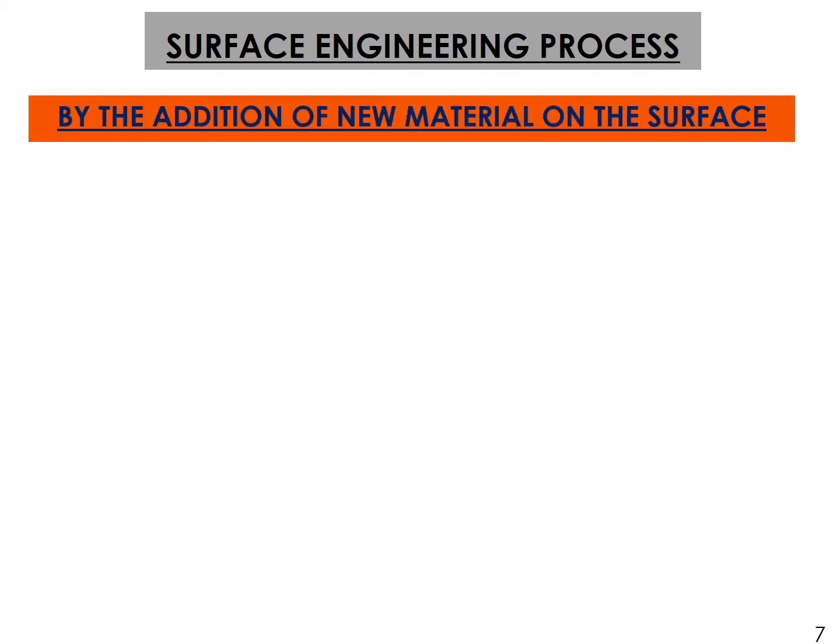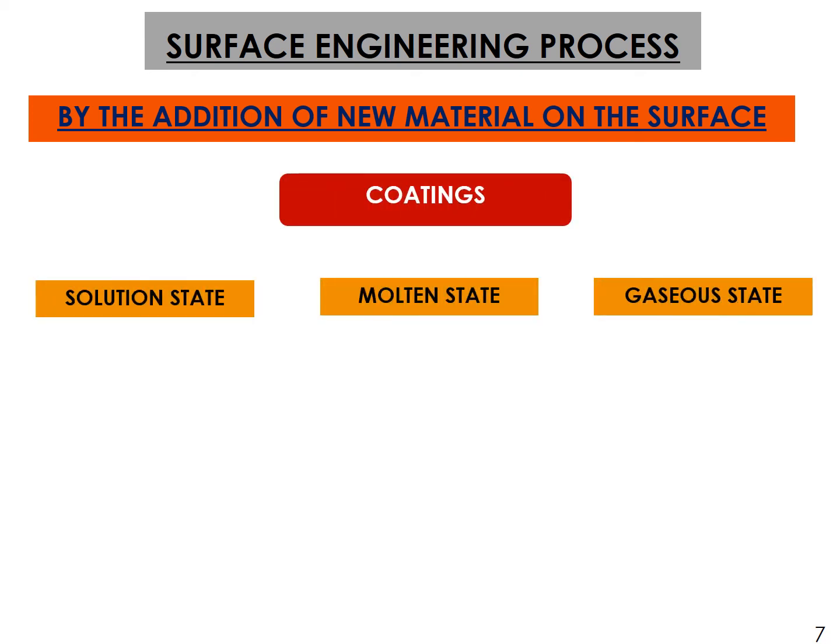So thirdly, we have addition of a new material onto the surface. In this case, you add a wholesome new material. It may be a new composite, new metal, or new alloy onto the surface of the material as a coating. As I was discussing, we are not changing the bulk material, we are just changing the surface of that material. Under this classification, we have coatings and also claddings. For coatings, we have solution state, molten or semi-molten state, and then gaseous state.